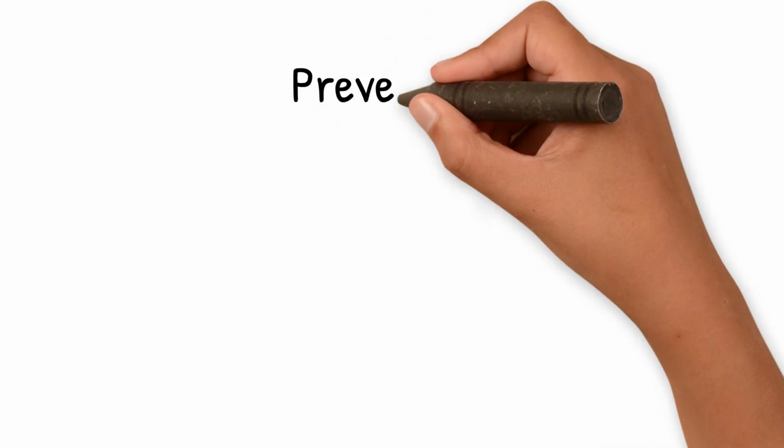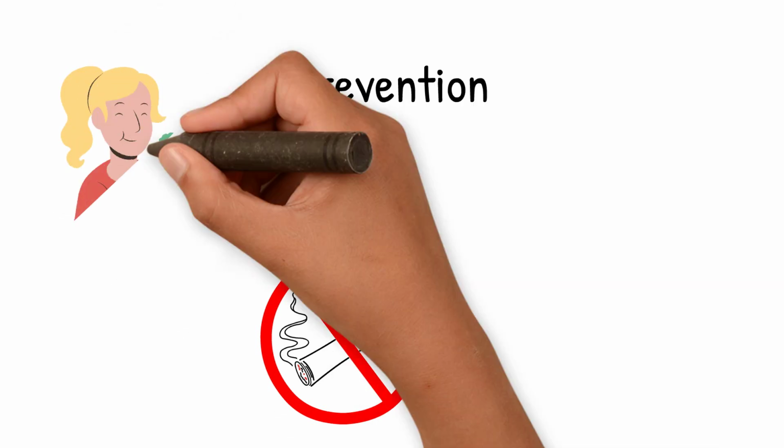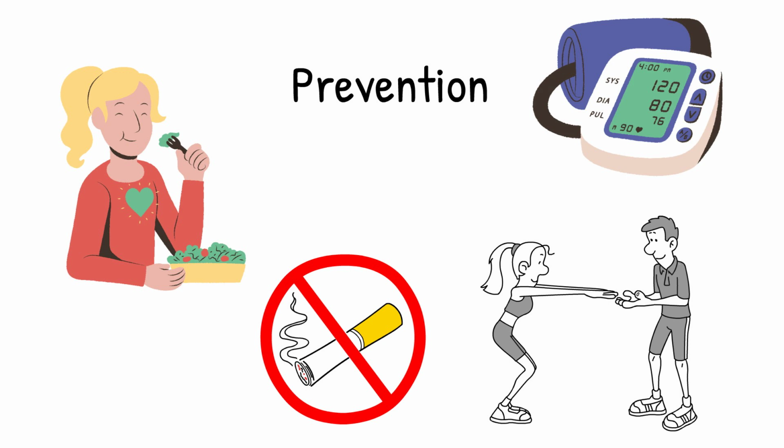You can prevent the development of an abdominal aortic aneurysm by quitting smoking, eating a healthy diet, regular exercise, and keeping your blood pressure under control.